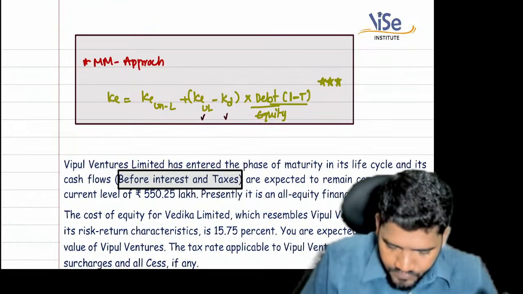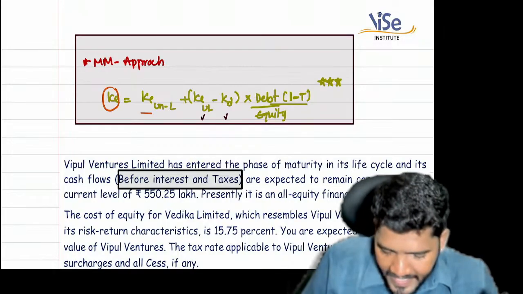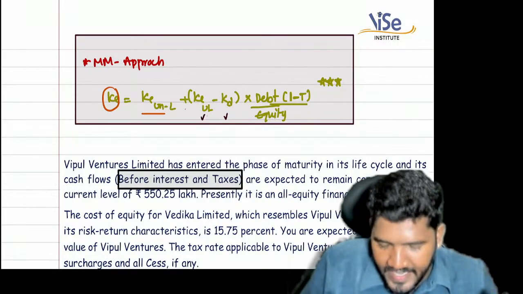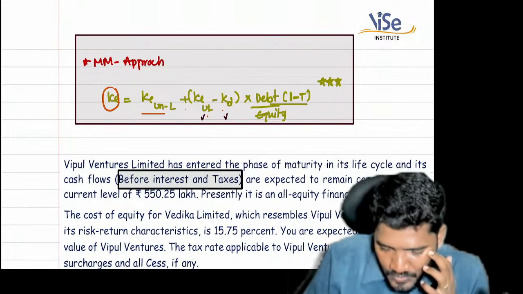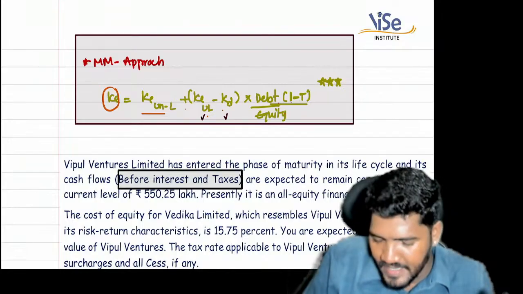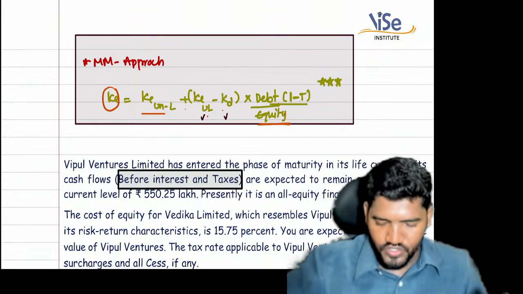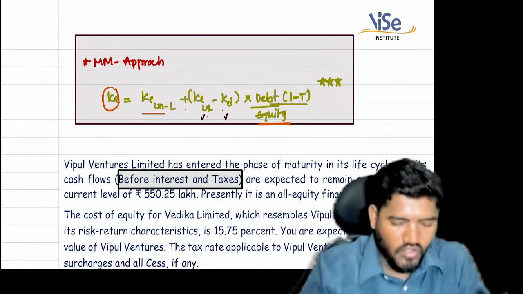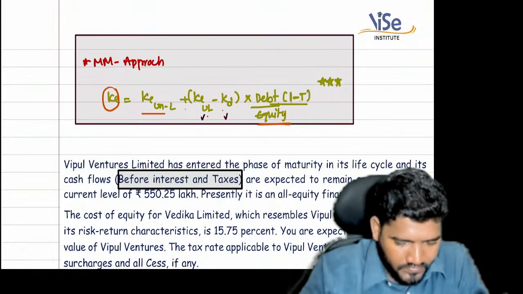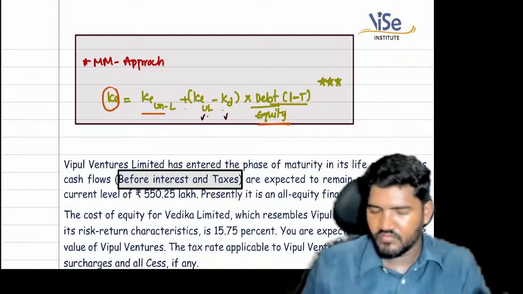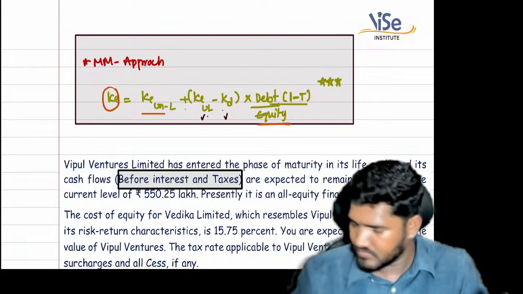So this is the formula. The new KE equals KE of the unlevered firm plus (KE of the unlevered firm minus KD) into debt into (1 minus tax) divided by equity. If you know this formula, then only we can solve this problem number 3. Guys, clear?